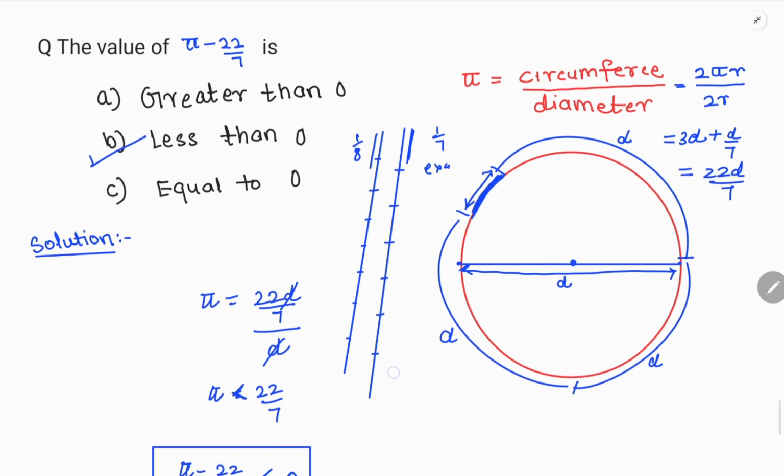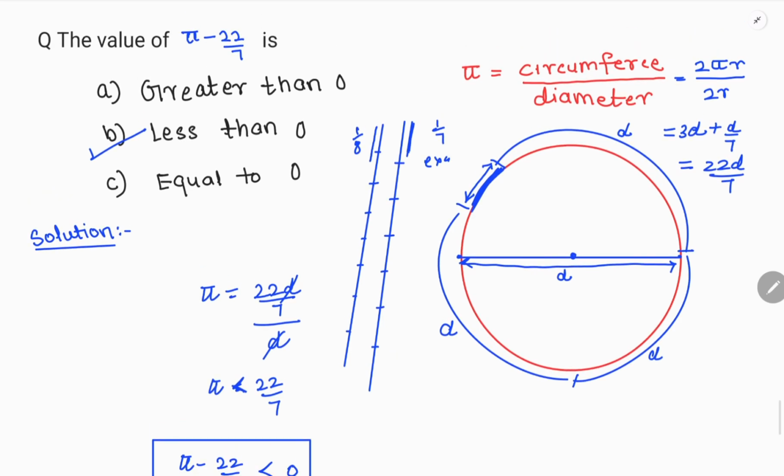I hope you understood the concept of pi and understood the difference between pi and 22 by 7.